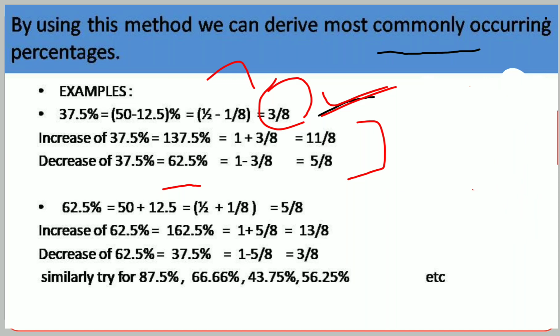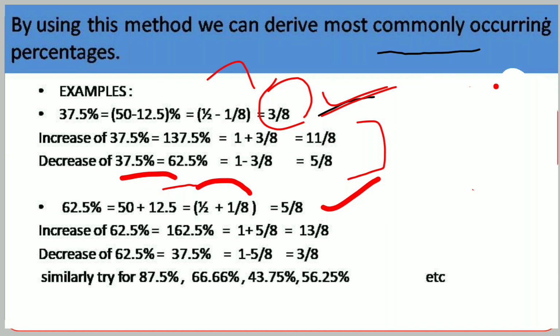So how do we write 62.5%? We know that 62.5% can be written as 50 plus 12.5%, and we know that 50% is equal to 1 by 2 and 12.5% is equal to 1 by 8. So we get our value to be 5 by 8.